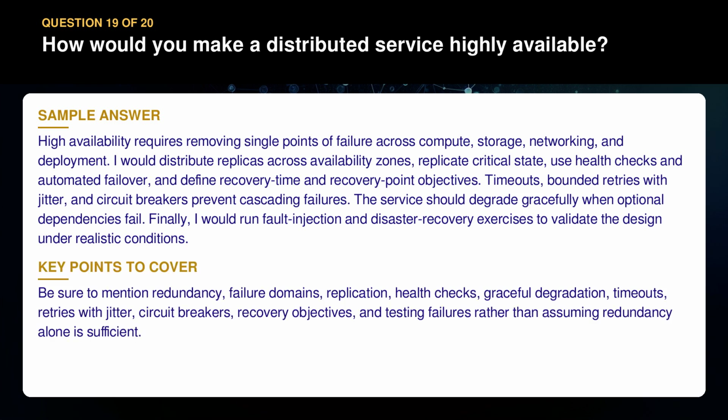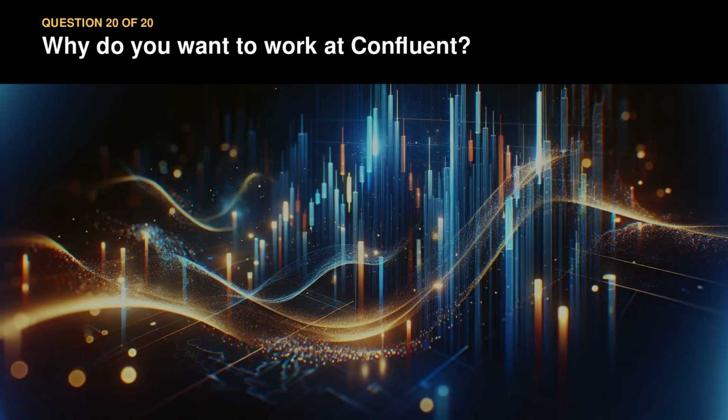Be sure to mention redundancy, failure domains, replication, health checks, graceful degradation, timeouts, retries with jitter, circuit breakers, recovery objectives, and testing failures rather than assuming redundancy alone is sufficient. Question 20. Why do you want to work at Confluent?